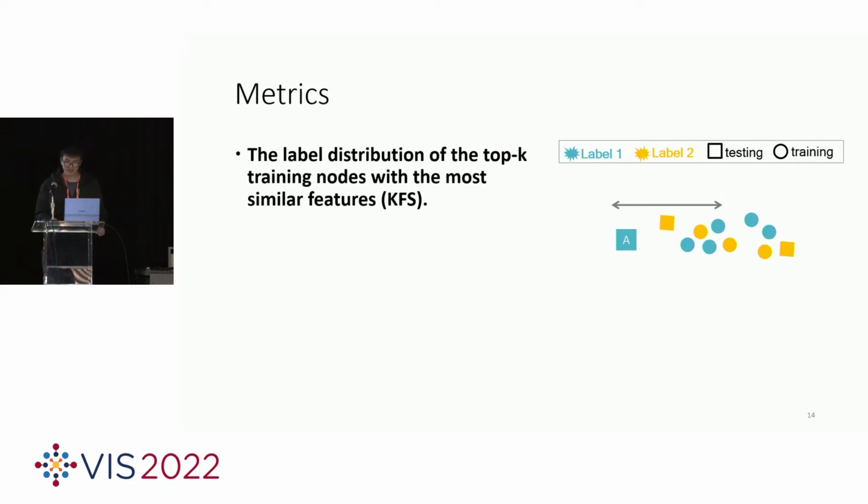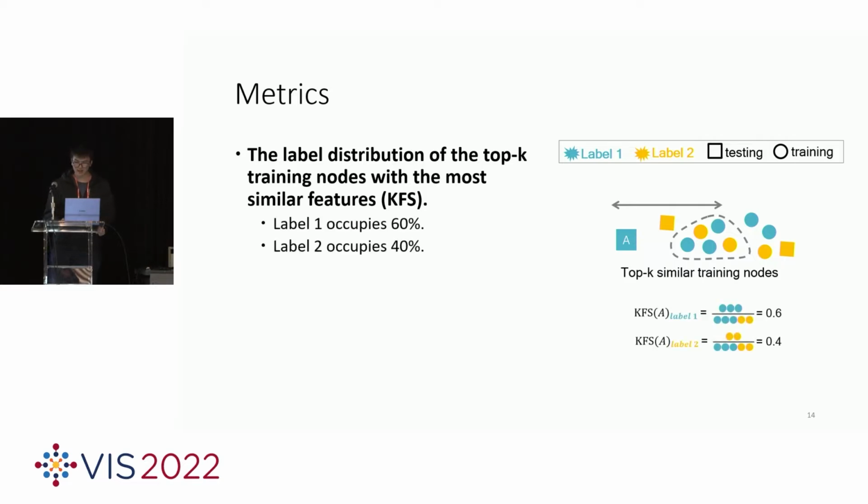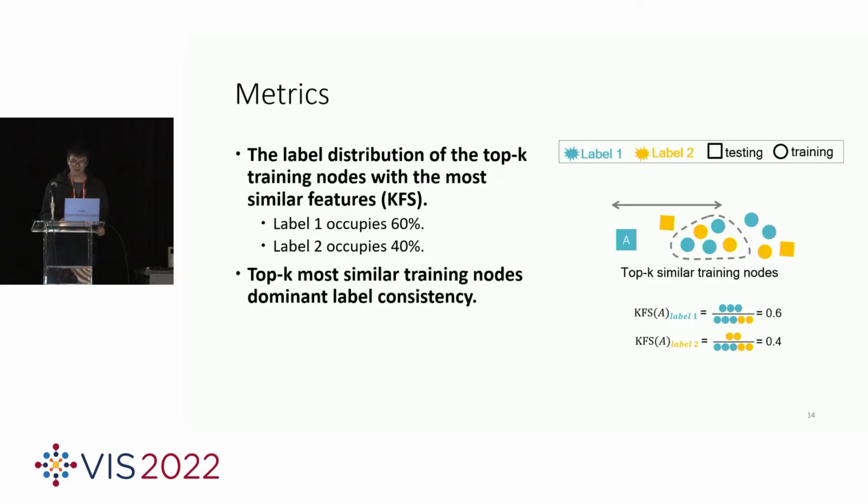Similarly, to reflect the influence of training nodes' features on the model prediction results on the current node, we can define the label distribution of the top k training nodes with the most similar features. In this example, k is arbitrarily set to 5. Then label 1 occupies 60% and label 2 occupies 40%. The top k most similar training nodes' dominant label consistency has a similar definition to the nearest training nodes' dominant label consistency. For example, label 1 occupies most of the above distribution, then this value is set to true.